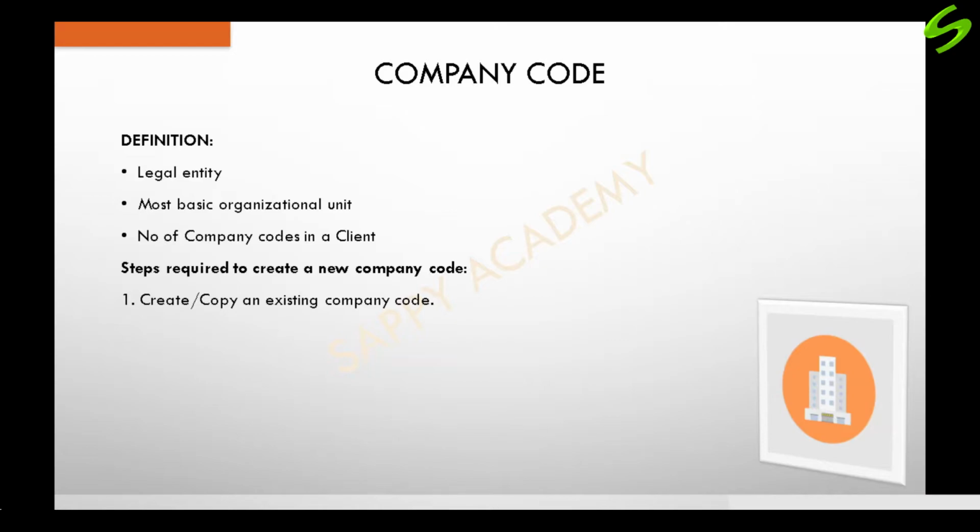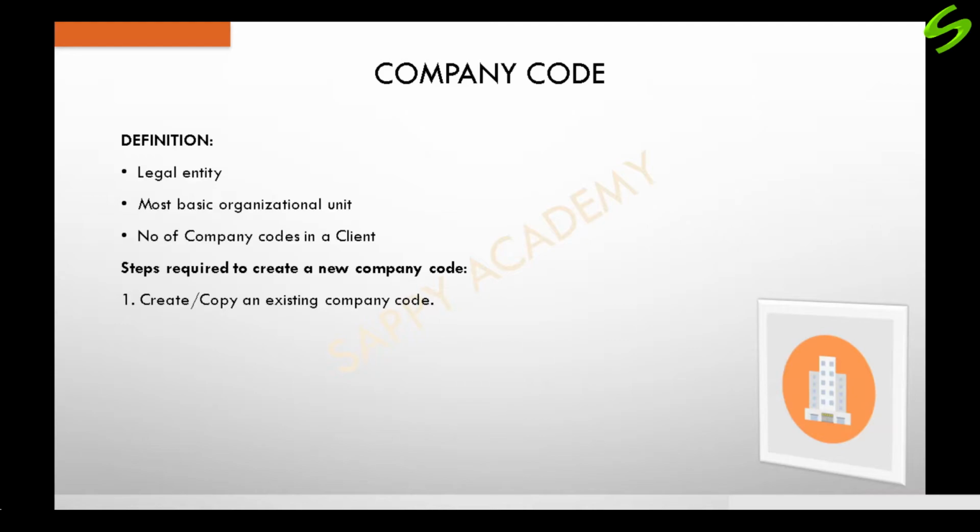When we decide to create a company code, we have two options: create from scratch or copy from an existing company code. Normally, company codes are created by copying from existing company codes. There are two scenarios in this step. The first one is copy from the SAP provided sample company code, or copy from an existing real company code.